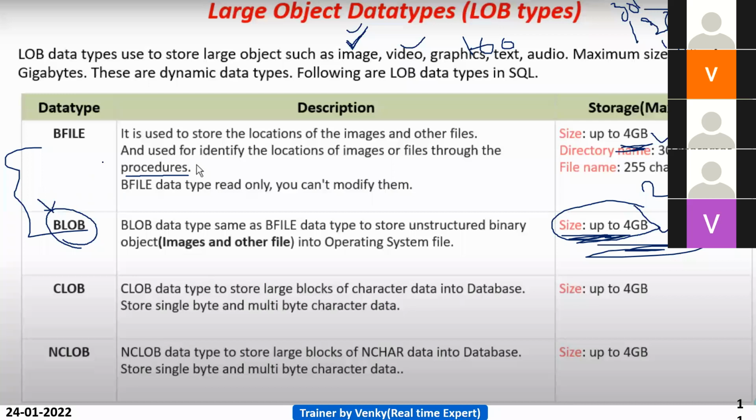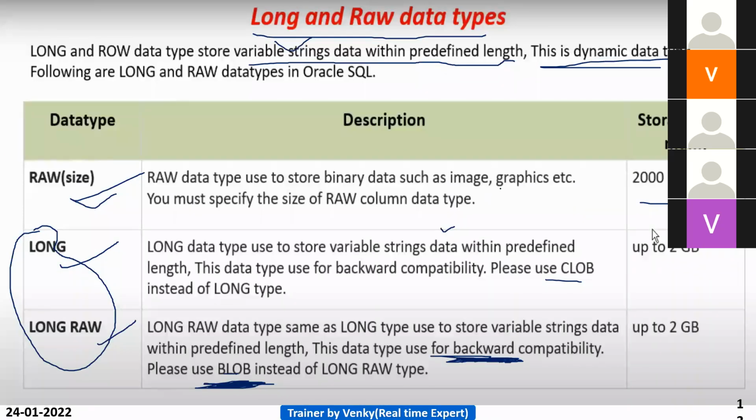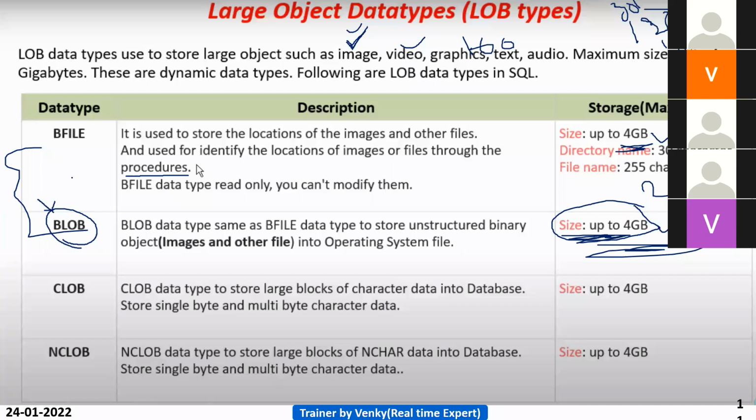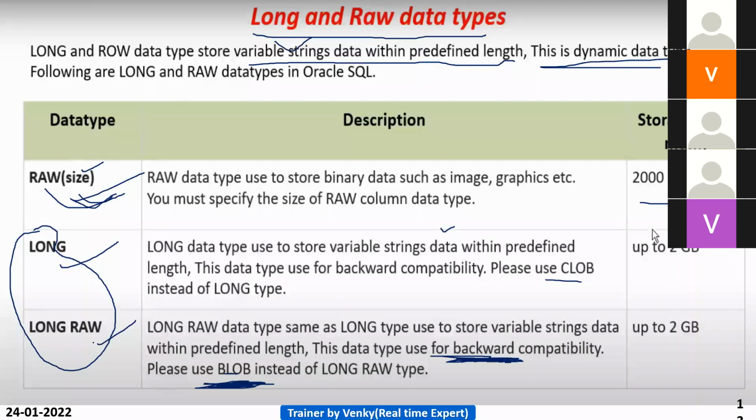Here size is mandatory, while for LOBs size is not mandatory; you just declare it because automatically it will take 4 GB. So here size is mandatory: RAW(size). The parenthesis indicates that it's mandatory. The raw data type is used to store binary data such as images and graphics, and you must specify the size of the data type. The maximum size is 2000 bytes.